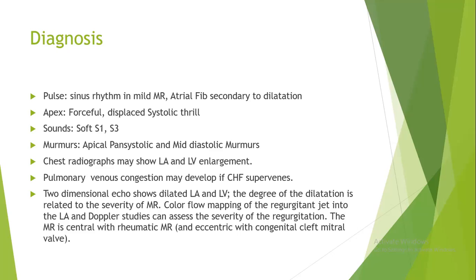With murmurs, there's usually a pansystolic murmur which radiates to the axilla and may be associated with a thrill. The absence of a murmur in mitral regurgitation does not preclude a cleft mitral valve. There is also an apical mid-diastolic murmur, which is a low-pitched mid-diastolic murmur that is present in patients with larger amounts of mitral regurgitation, and this reflects the increased antegrade flow across the mitral valve.